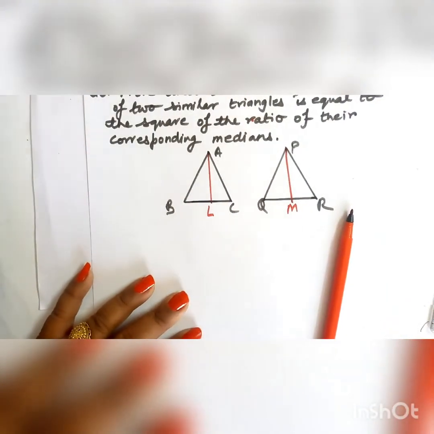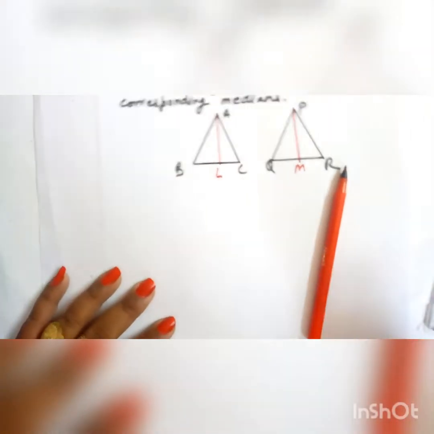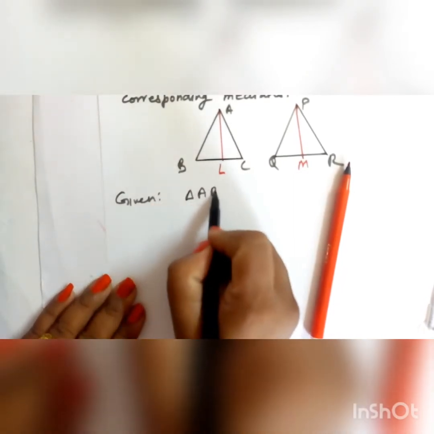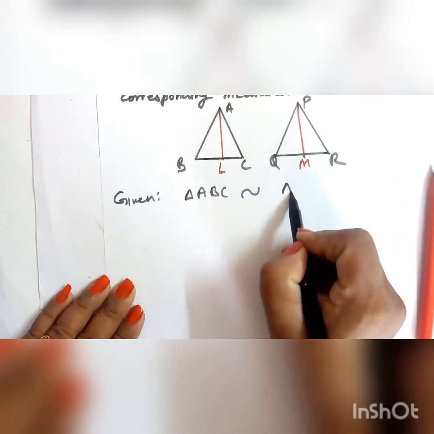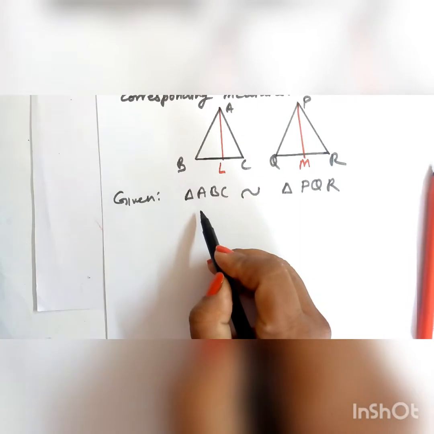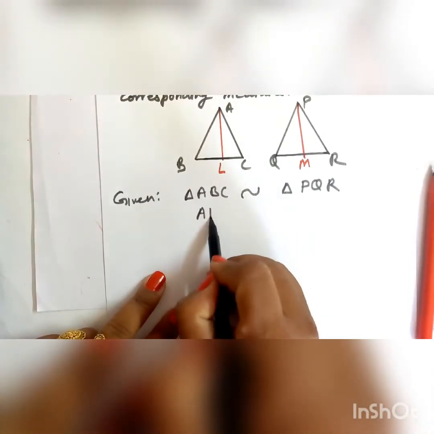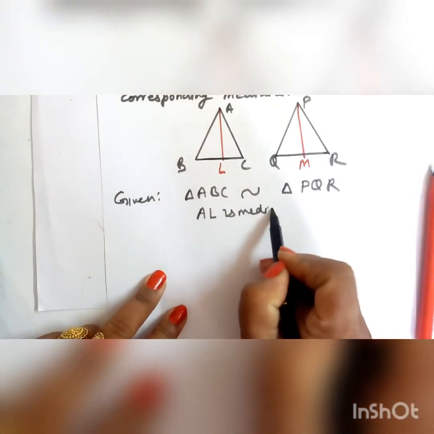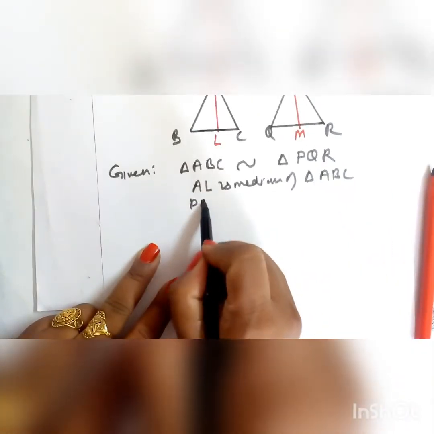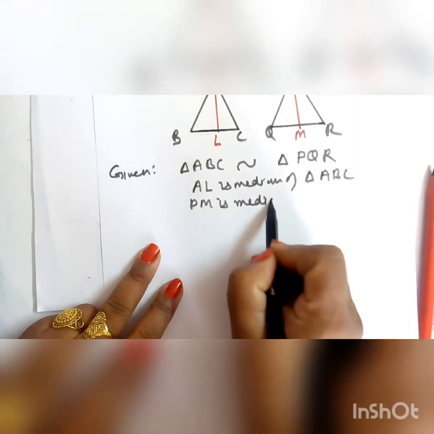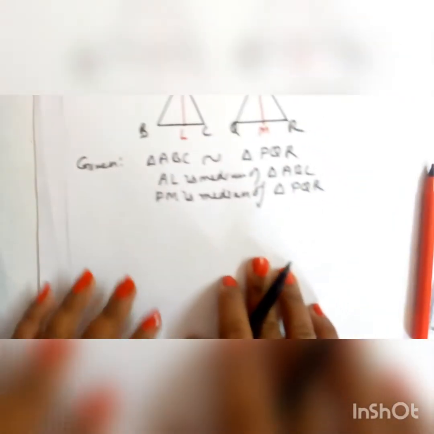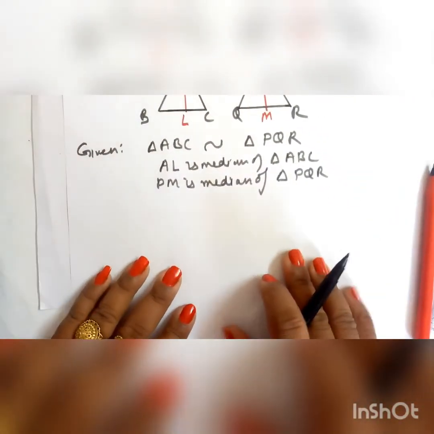Now, first of all, let's write what is given to us. Given: triangle ABC is similar to triangle PQR. AL is the median of triangle ABC and PM is the median of triangle PQR. Actually, this is not needed to write, but to explain to you, I am writing it here.